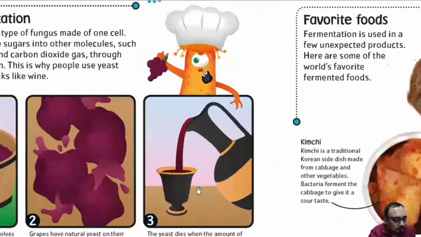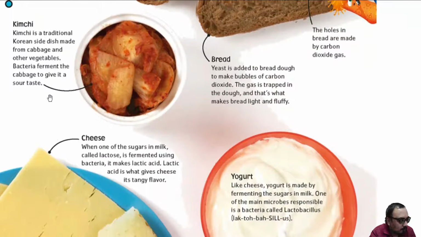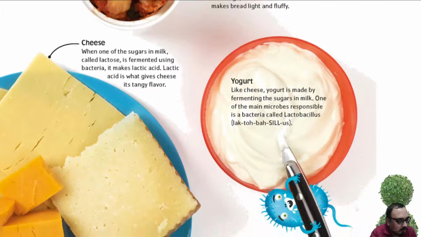Now some other foods, such as bread. You already know bread, where you can see the holes, which are made by the carbon dioxide gas. Next comes kimchi. This is a traditional Korean dish made from cabbage and other vegetables, where bacteria ferment the cabbage to give a sour taste.